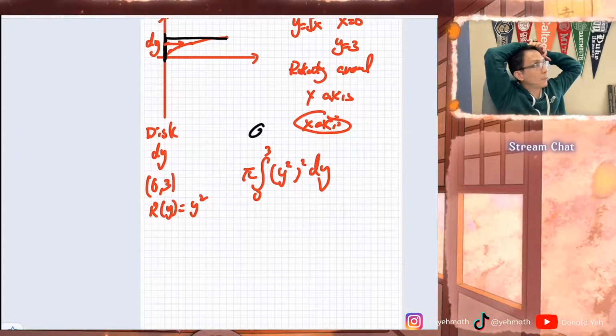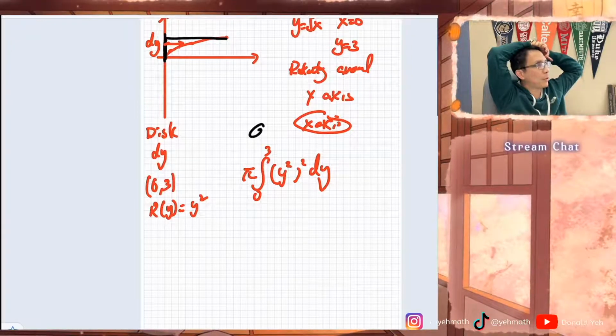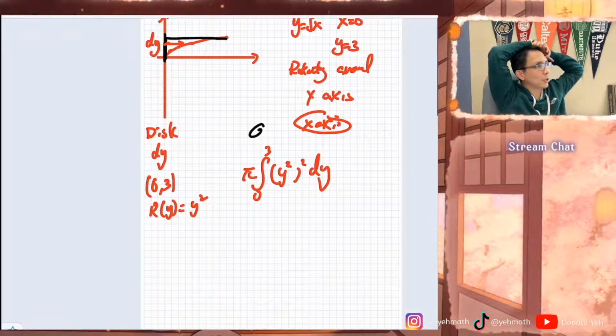Today the function could be as easy as y equal to 6. So if you rotate around the x-axis, it's going to give a cylinder. But the 6 is still a function.